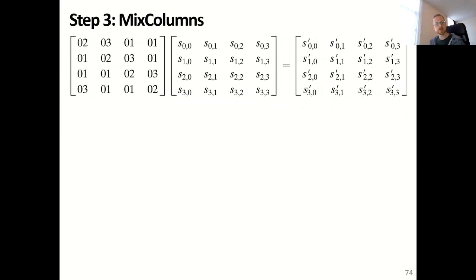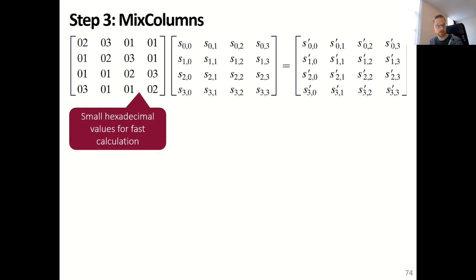The third step in the process is mix columns. Mix columns will multiply our 4x4 input matrix with a constant 4x4 matrix. So the values in this matrix are fixed. They are small hexadecimal values. The reason they are small values is because this is easier to calculate, and thus the process is computationally more efficient. The output of this matrix multiplication will be the output of the mixed column step.